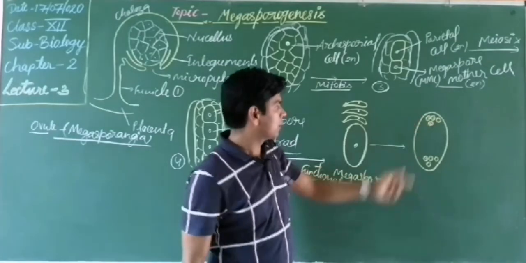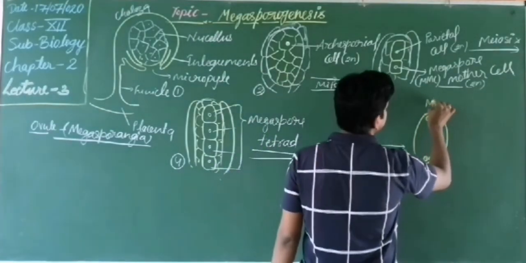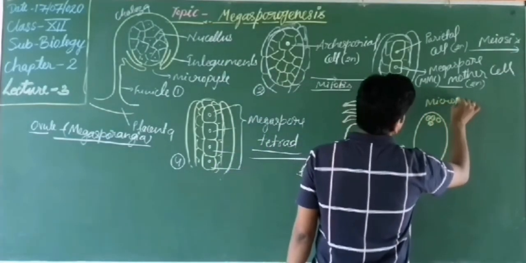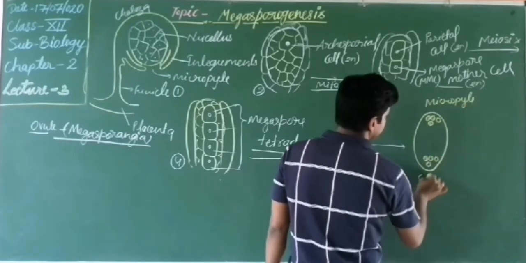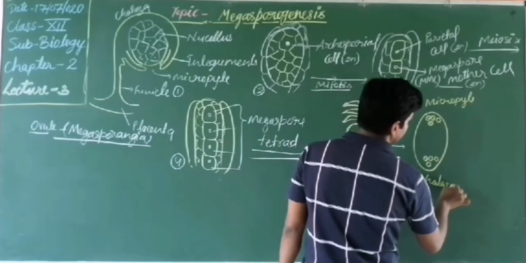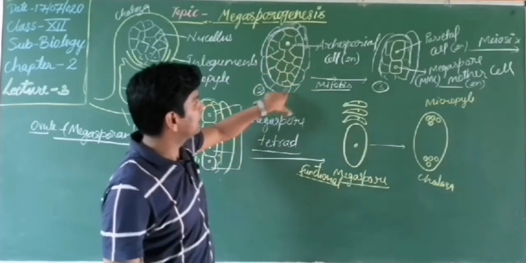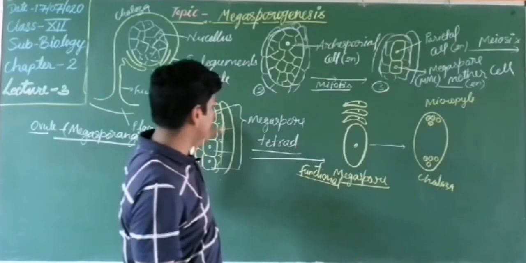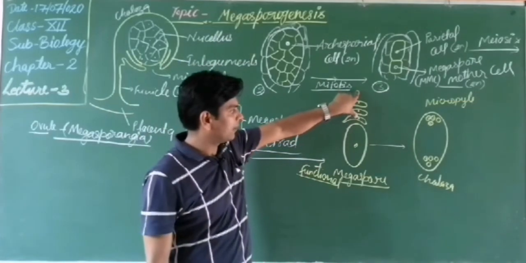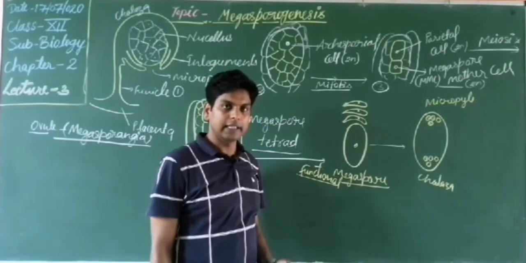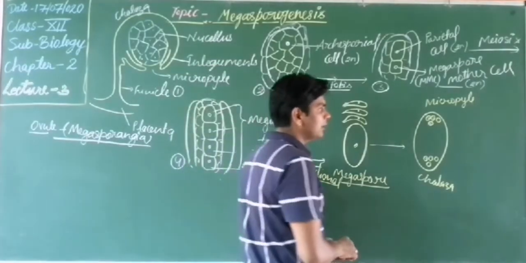the poles. So here this one we are discussing is the micropyle, and this one is the chalazal pole. Okay, because here this is micropyle, this is chalaza, micropyle, chalaza, that is why this one is the micropyle and this one is chalaza. Got it?